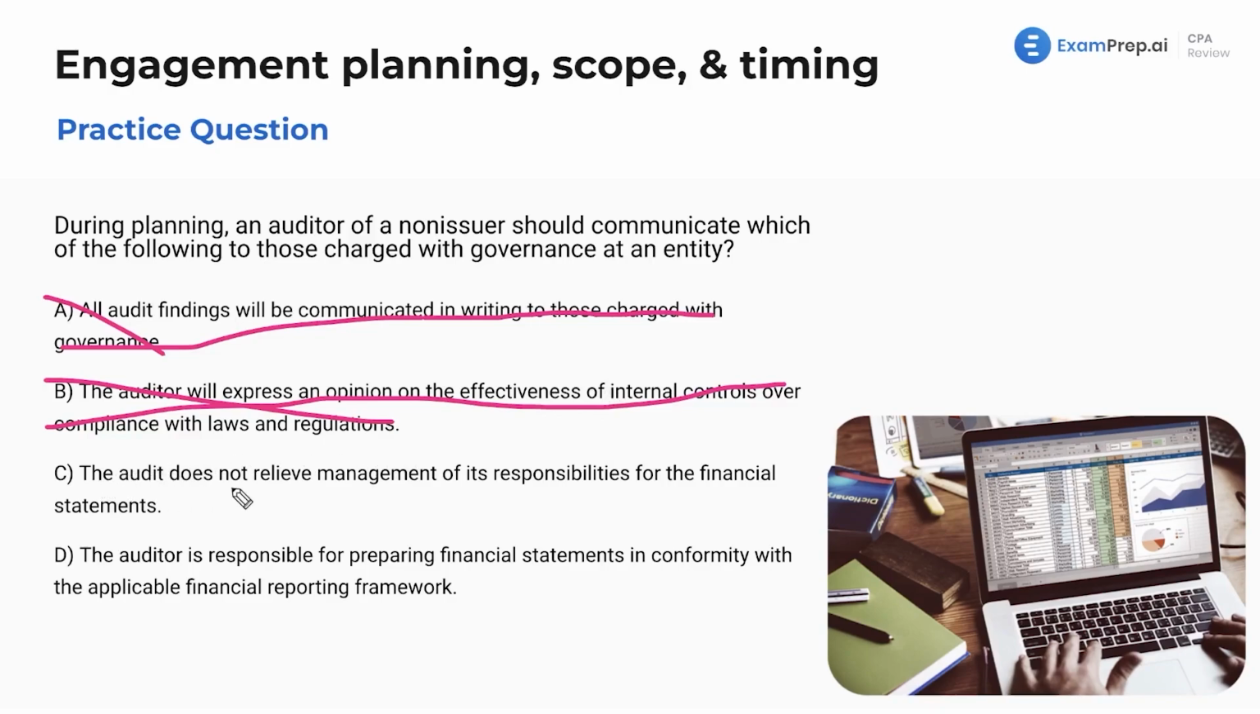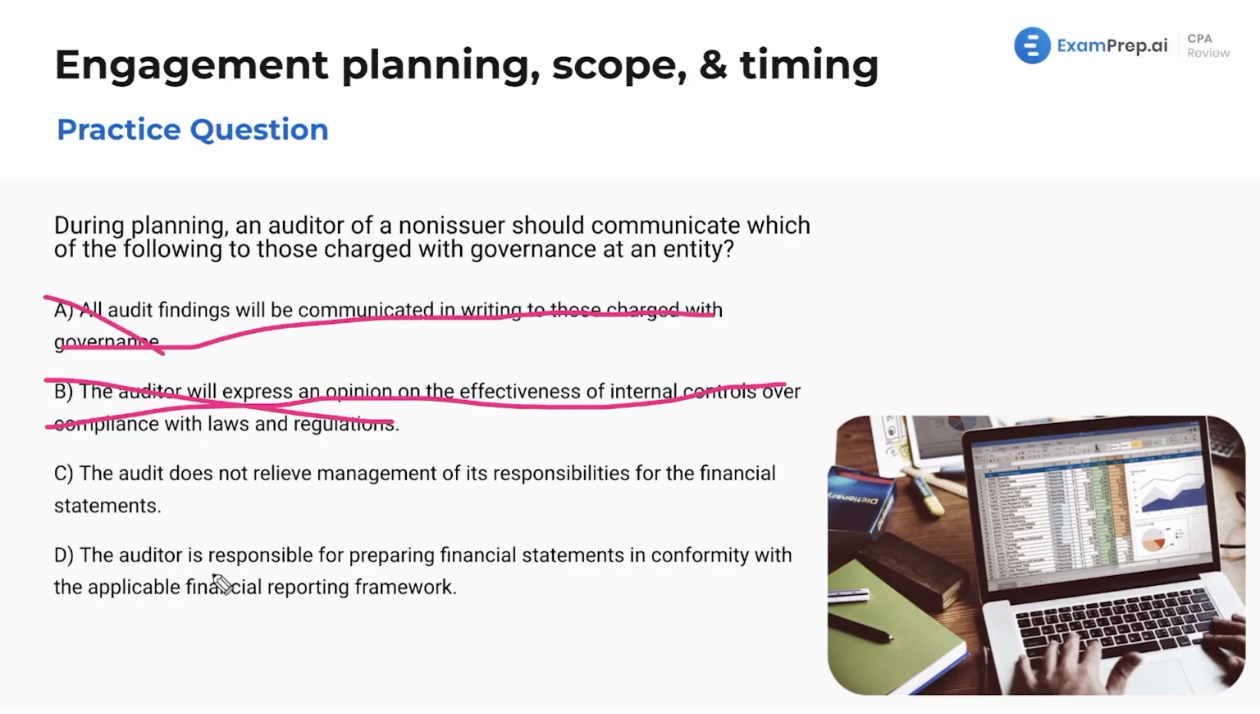Next up, the audit does not relieve management of its responsibilities for the financial statements. I'm going to agree with that, because it makes sense, right? We're going to tell management, hey, you still have a responsibility to make sure that the financial statements are fairly presented and materially correct. During planning is a great time to communicate that.